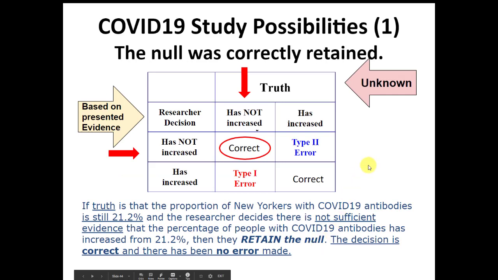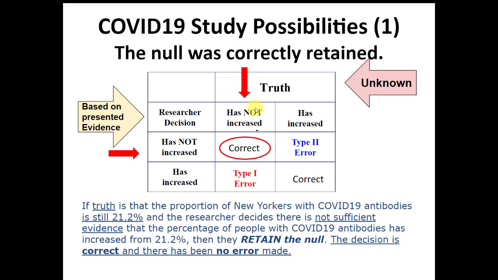Okay, so these are the possibilities. Who knows what the truth is? We don't have any way to know how many people in New York City have these antibodies, right? The only person that would know is God or a higher being or something that actually knows. We're trying to infer as best we can based on what evidence we have. So the truth continues to be unknown, okay? And the researcher is going to be making a decision based on evidence from the study.